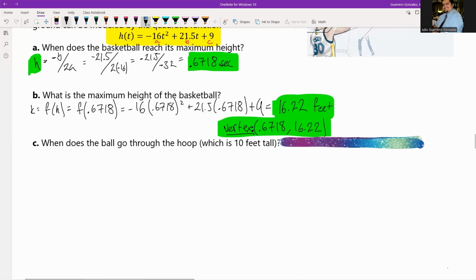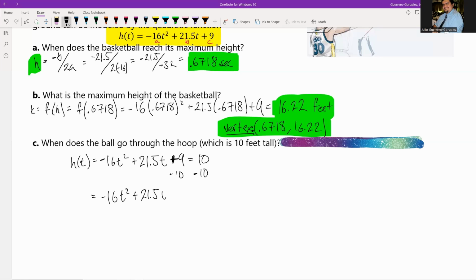We want the height of the ball, which is given by this equation, negative 16 t squared plus 21.5 t plus 9, to be equal to 10 feet. So what I'm going to do is subtract 10, and I get this equation left over: negative 16 t squared plus 21.5 t minus 1 is equal to 0.